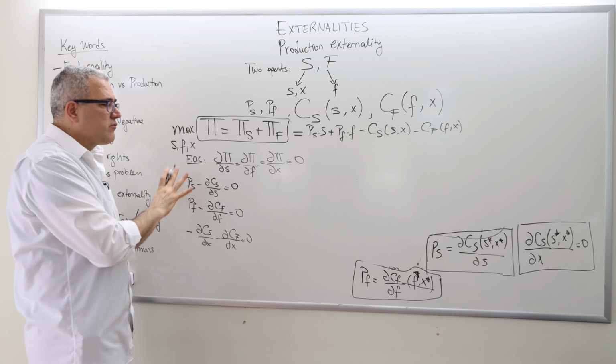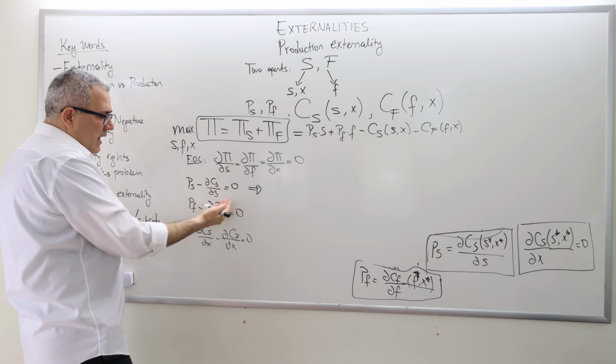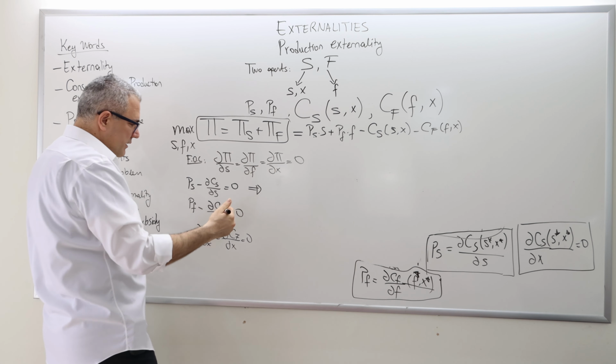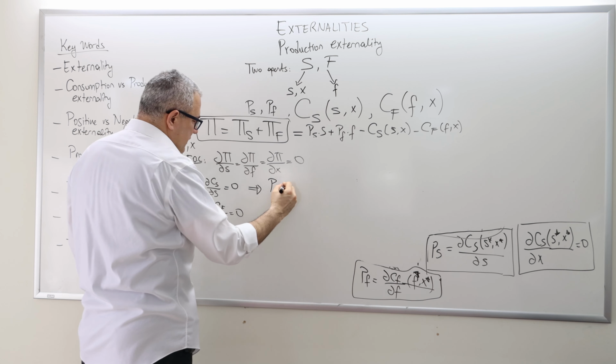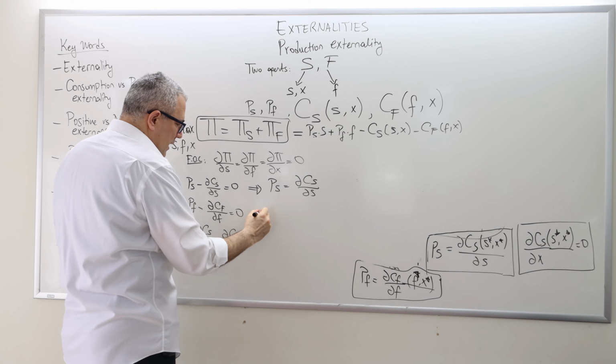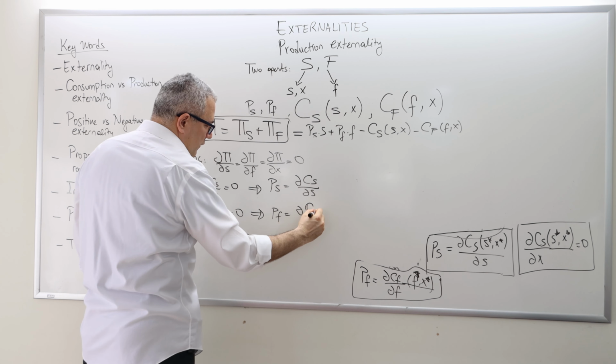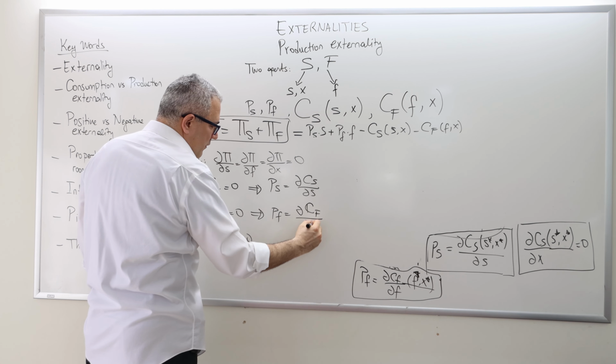So let's just rearrange them. If you just send these guys the marginal costs to the other side, I have PS equals marginal cost of the steel company. And then PF equals the marginal cost of the fishery, all right?